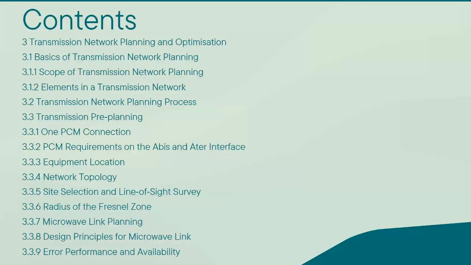And here is the content of our chapter. As we know, transmission network planning and optimization is not an easy topic to understand. So, in order to make it easier to understand and learn, our group has divided it into different sections. The first one is about the basics of transmission network planning. Second is about the elements in a transmission network. Third, we will learn about transmission pre-planning.